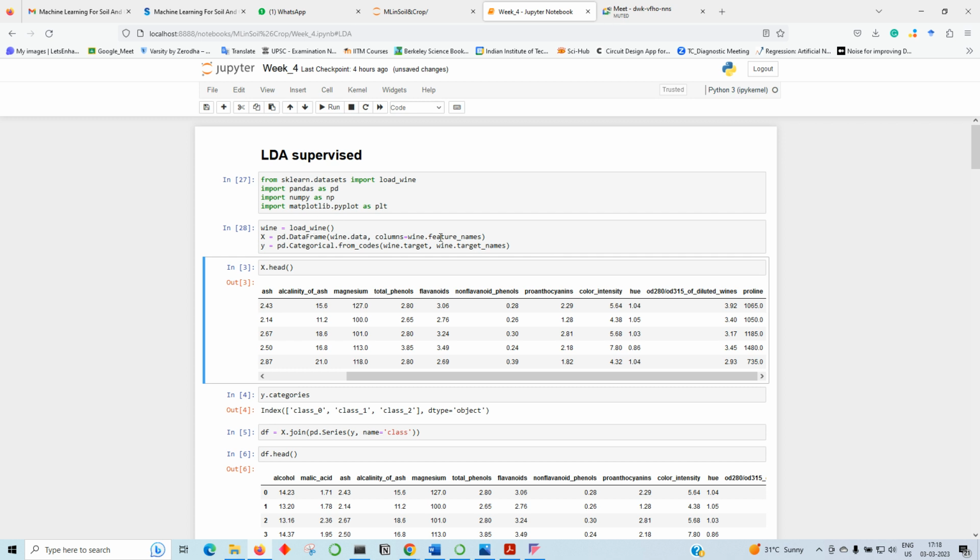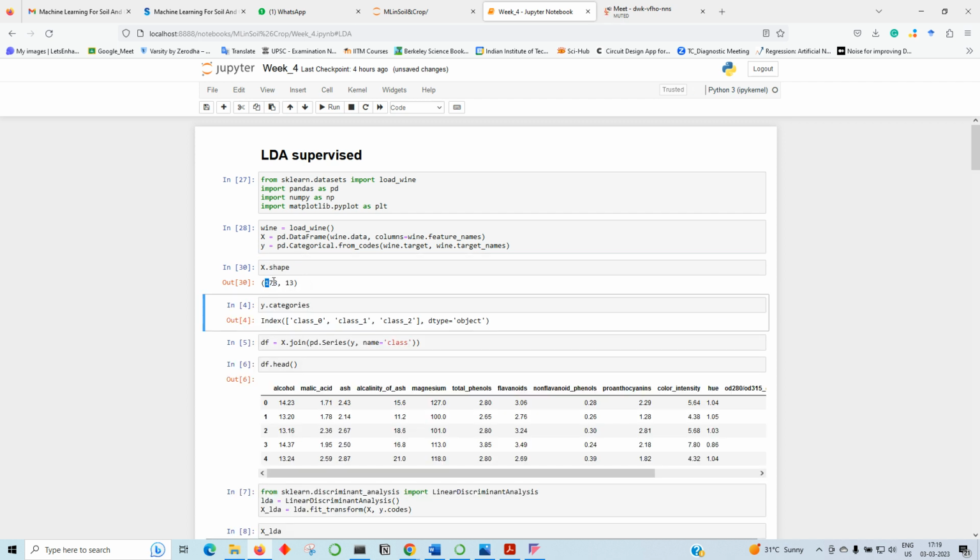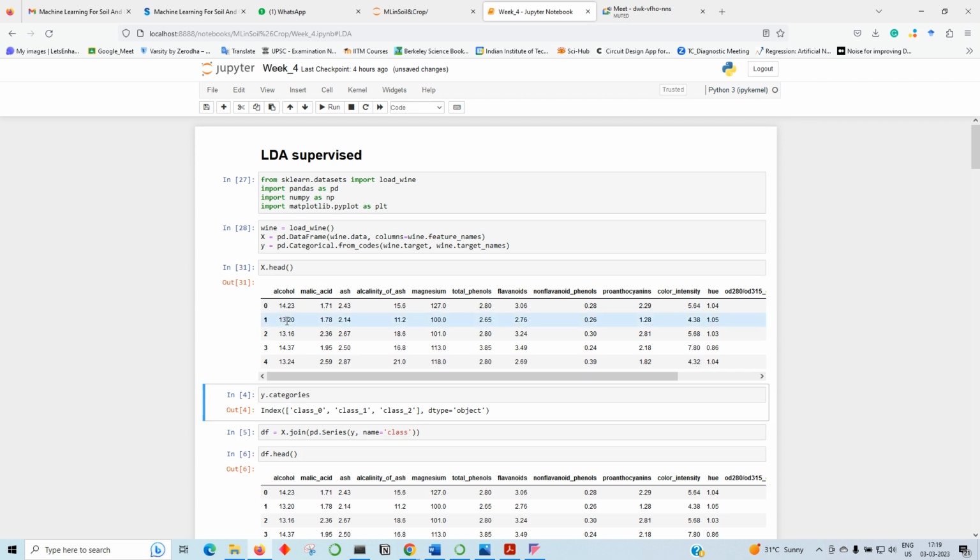So we run this, and here is a look at the observations. So you have alcohol. These are the features, right? These are all the features, and these are all the samples. So if you just do x.shape, you'll see that we have 178 samples and 13 features. Now let's have a look at these features. We have alcohol as a feature, malic acid, ash, alcalinity of ash, and all those things as our features.